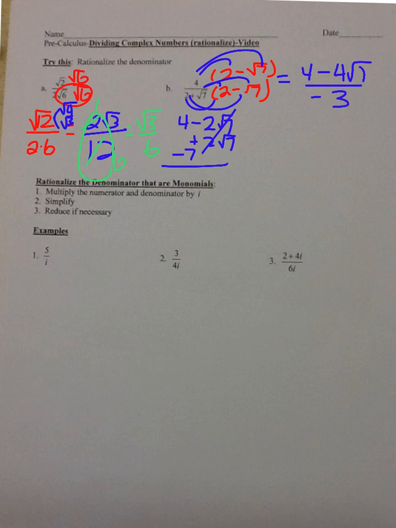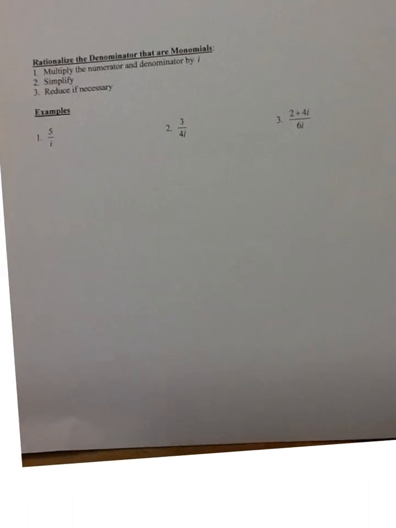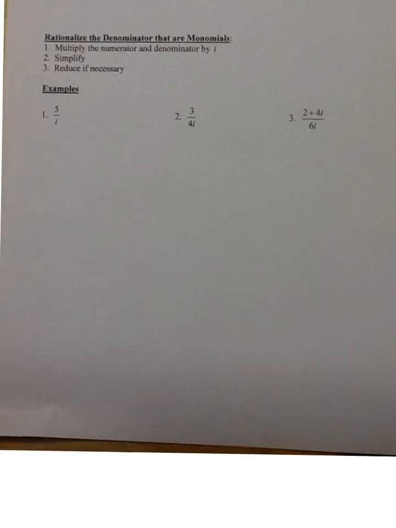Okay, so let's now talk about rationalizing the denominator when I have imaginary numbers in the denominator. So again, just like rationalizing radicals in the denominator, it doesn't make sense to have them in the denominator. So I want to get rid of the i that's in the denominator. I want to make it a rational number. So to make an i rational, we could just multiply by i, the numerator and the denominator.